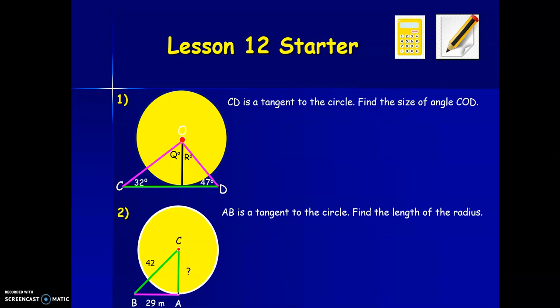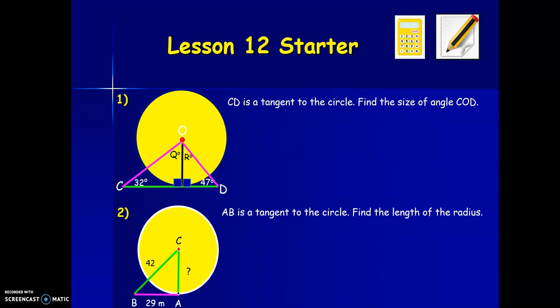Okay, let's look at question 1. Here we have been told CD is a tangent to the circle and we've been asked to find the size of angle COD. Now, if we have a tangent to the circle, then we know straight away that we have two right angles at the base of the circle, where the tangent touches the circle. This creates two right-angled triangles.